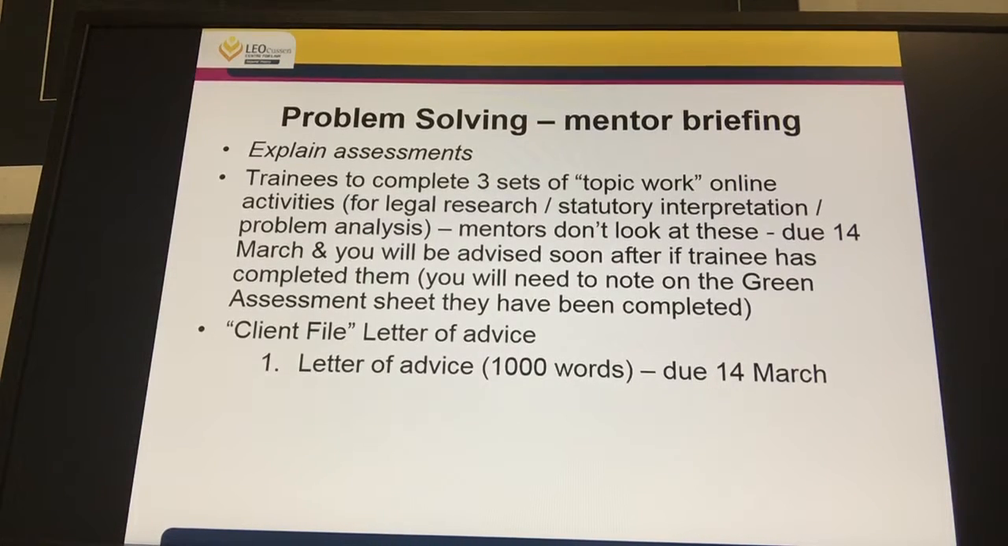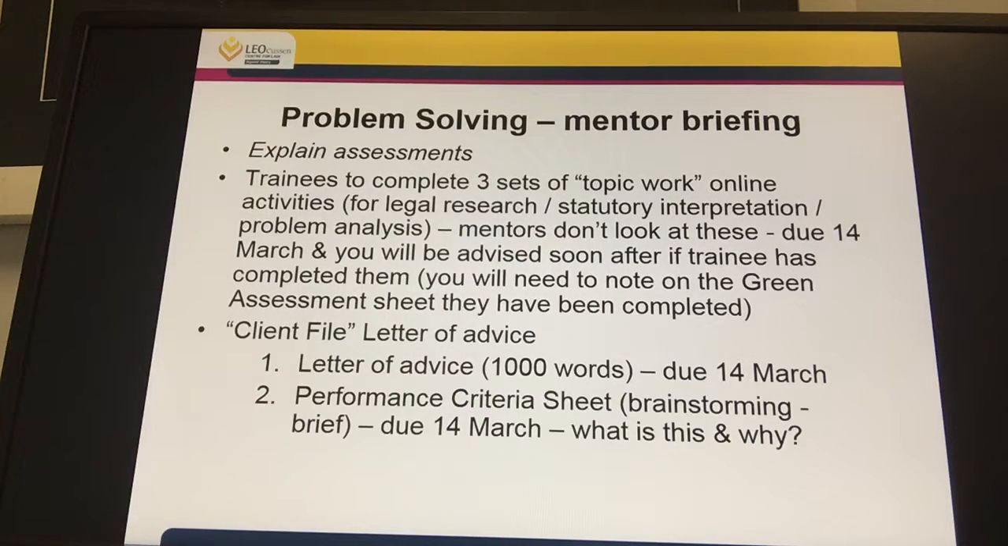So they do preliminary exercises or topic work, and then they're asked to do their client file letter of advice. So letter of advice, 1,000 words, due 14th of March. And then they also have to hand in what's called a performance criteria sheet. You'll see that in the pack you've got. It's a brainstorming sheet. It's quite brief. Now, it's due 14th of March. Now, it's a brainstorming sheet in relation to the fact scenario that this letter of advice is on.